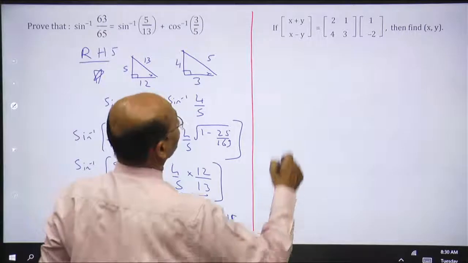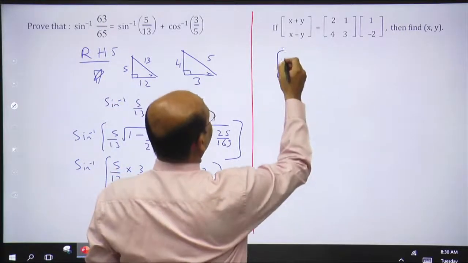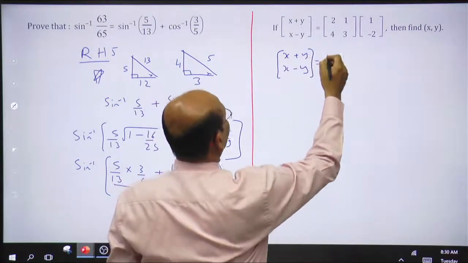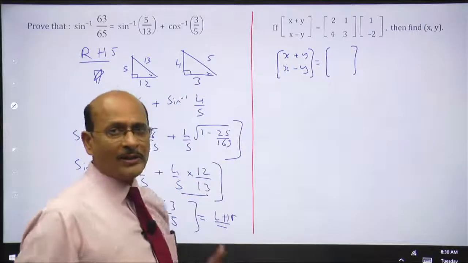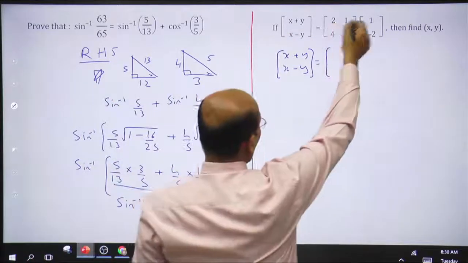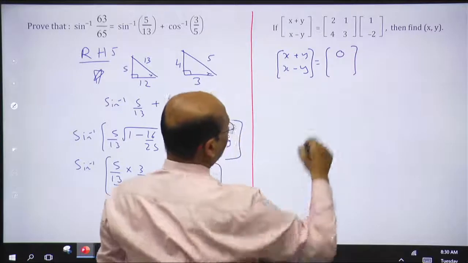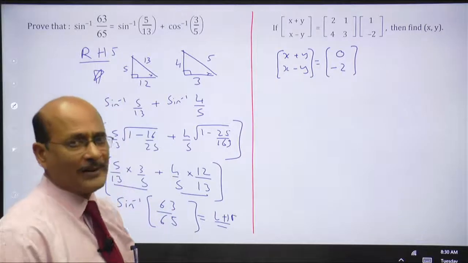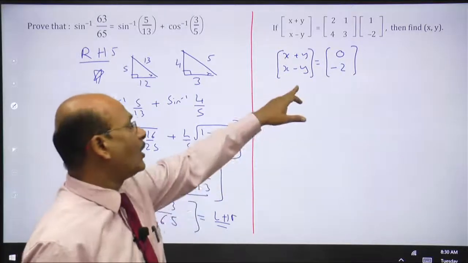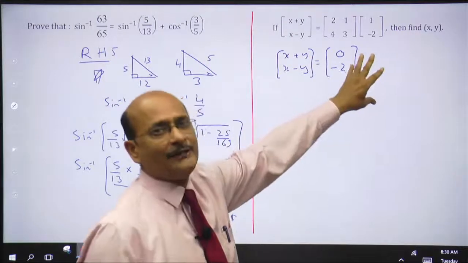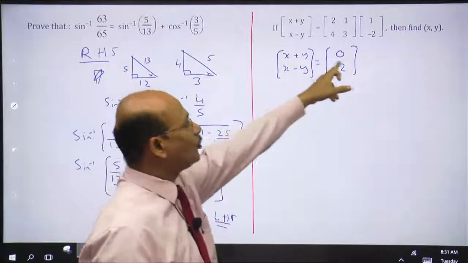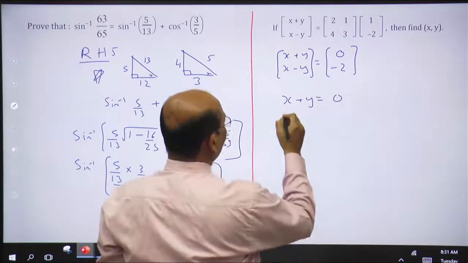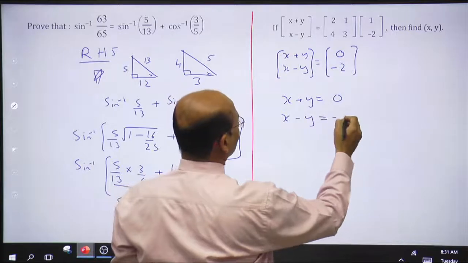So let us see. This will become x plus y as it is, because the right hand side you have to work out the multiplication on your own. So what is the multiplication? Row into column. So 2 minus 2 will be 0, then 4 minus 6 is minus 2. I hope it's very clear how you multiply 2 matrices. Once you finish with the equality, left hand side 1 matrix, right hand side 1 matrix, you have to just go and equate it. So x plus y is equal to 0 and x minus y is equal to minus 2.